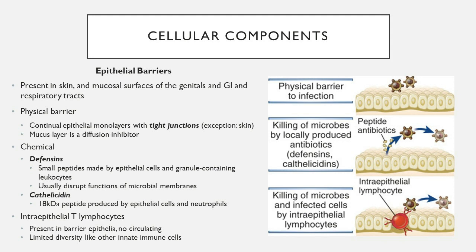Another component of the epithelial barriers is a type of T lymphocyte called intraepithelial T lymphocytes. These are continuously present in these barriers. They're not circulating. And while they do have a typical T cell receptor that we're going to talk about in later chapters, these cells, in contrast to circulating T cells of the adaptive immune system, typically have a limited diversity of their antigen receptors. And they recognize a small number of commonly encountered microbial structures and feature innate pattern recognition receptors that we've described previously of the innate immune system.